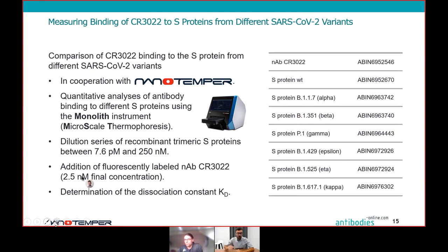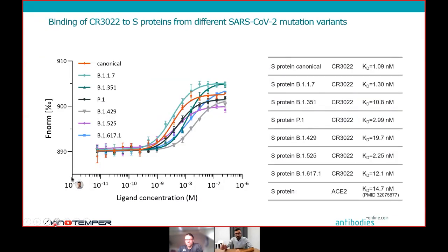We can go down so low because it's a fluorescence-based method, so you can really decrease the concentration. You don't use a lot of sample, and it also allows you to measure really strong affinities, even in the picomolar KD range. And here I want to show you already the results of these measurements.